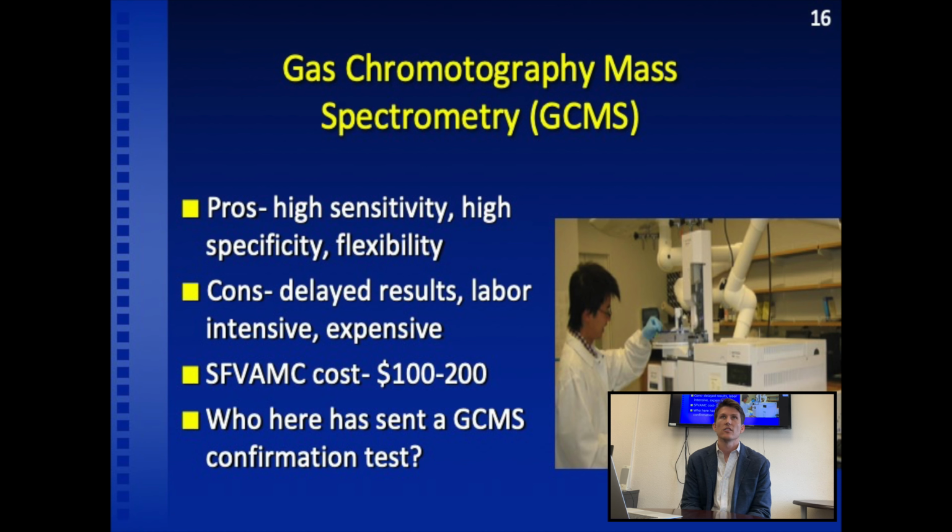At the VA, the results come back after about 5 or 6 days now, which used to be about 11 or 12 days. And you could think if you're trying to make a clinical decision, it can be very difficult to wait that long. Cost is also an issue. They're about $100 to $200, depending on what you're testing for.